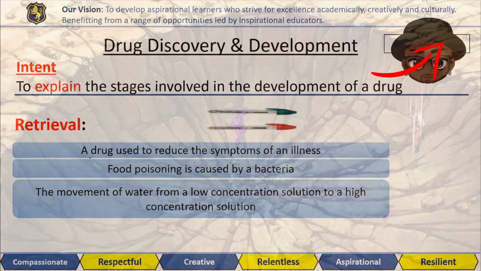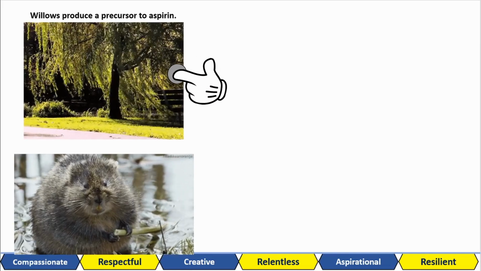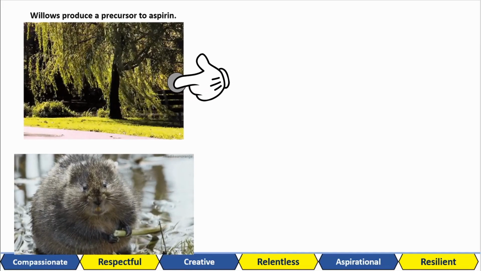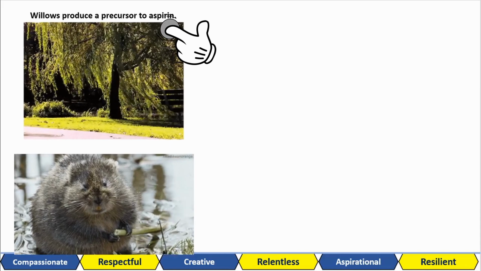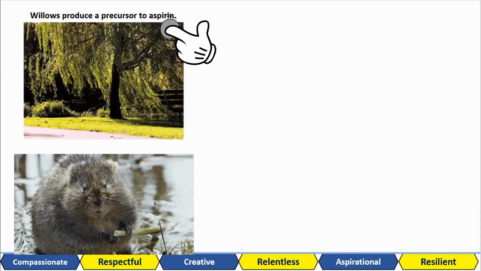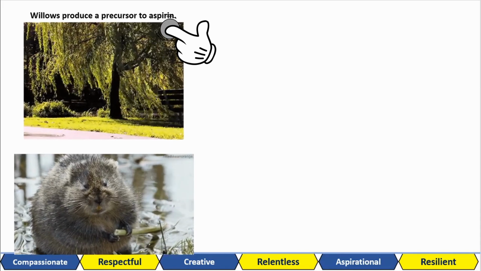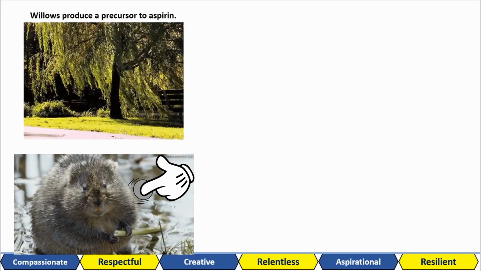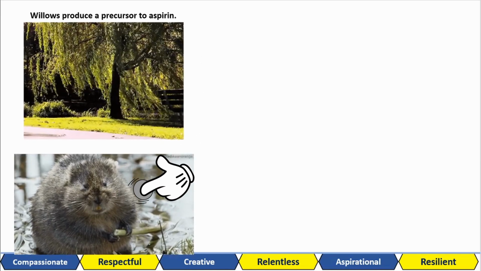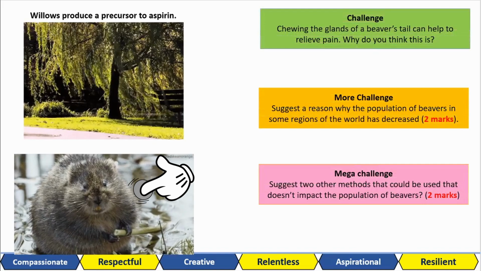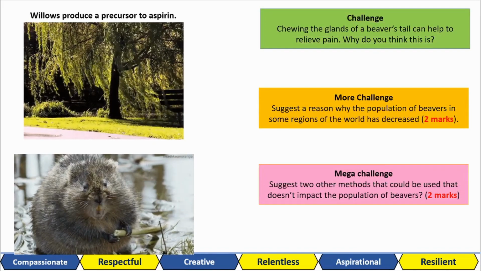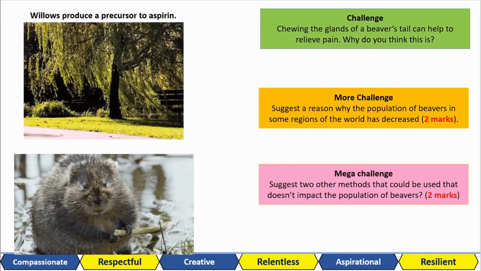The top image here shows a willow tree. We also have a piece of text telling us that willows produce a precursor to aspirin. The bottom picture shows a beaver having a random snack. The challenge question is asking you to state why chewing the glands from the beaver's tail can help to relieve pain. Seems a bit random, but you should be able to work that out.